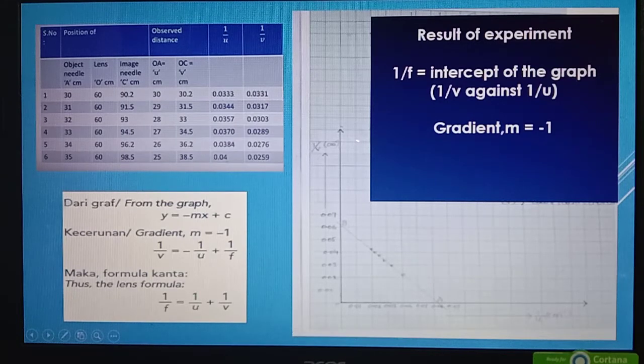Then from here, we can get the lens formula as 1 divided by f equals 1 divided by u plus 1 divided by v. So this is known as the lens equation.